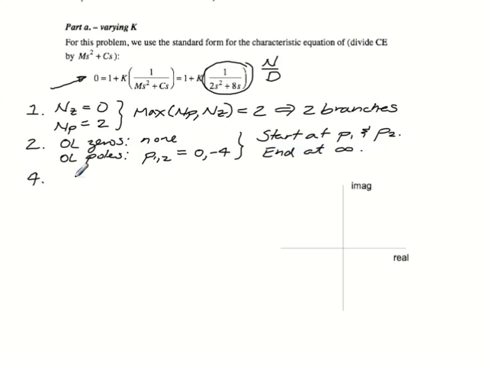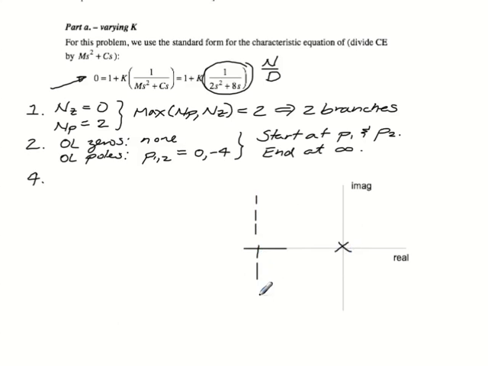Let's look at rule number 4. Rule number 4 says that we need to look first to see where our open loop zeros and poles are. We have a pole here at the origin, and we have a pole here at -4.